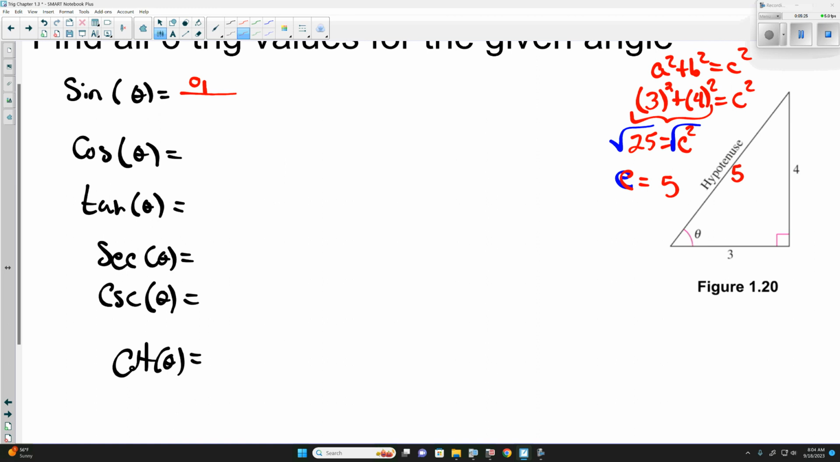Now, sine is opposite over the hypotenuse. Well, the opposite side to our angle is what? Opposite over hypotenuse. So the opposite side would be 4, and the hypotenuse is 5. Now, cosine is going to be adjacent over the hypotenuse. The adjacent side is 3, and the hypotenuse is still 5.